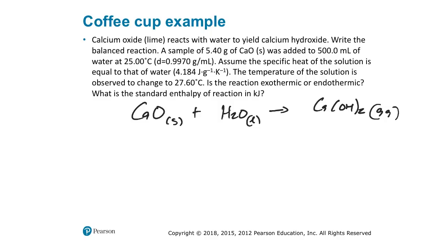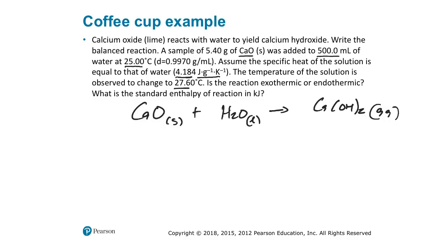So a sample of 5.40 grams of calcium oxide solid is added to 500 milliliters of water at 25 degrees C. Okay, we're given a density. I'll explain why in a minute. Assume the specific heat of the solution is equal to that of water. So we're given the specific heat of water. And then the temperature of the solution is observed to change to 27.60 degrees C. So we started at 25, we end at 27.